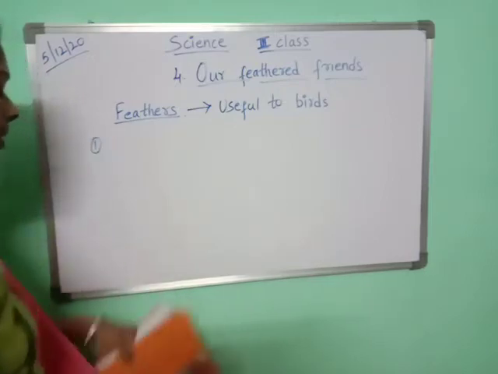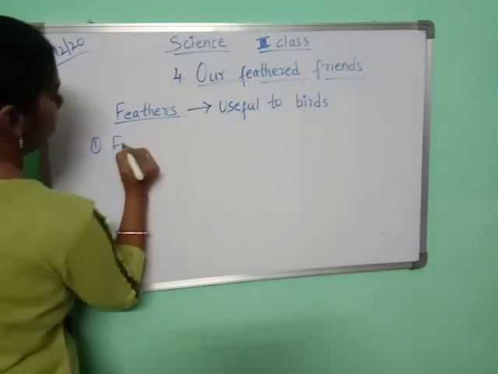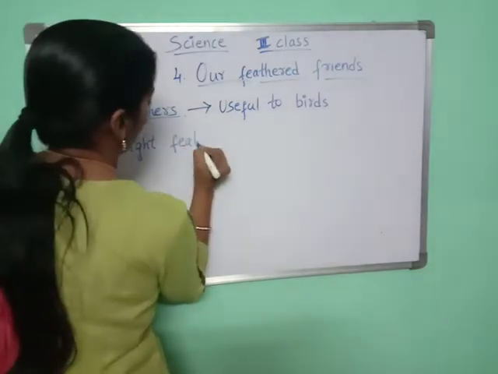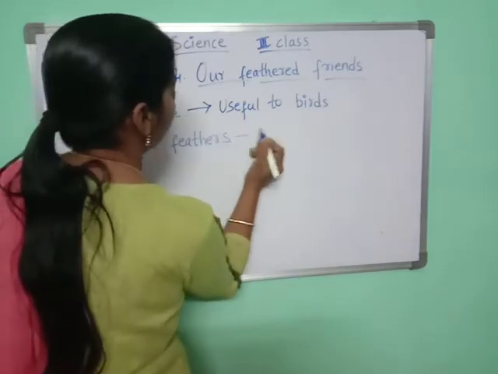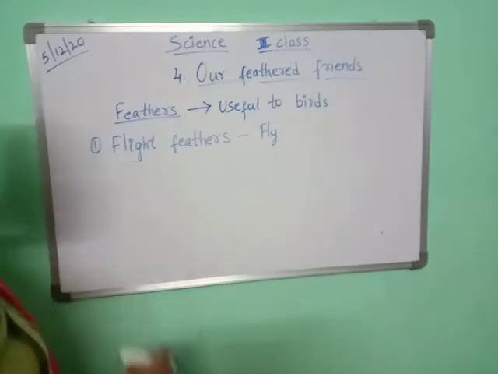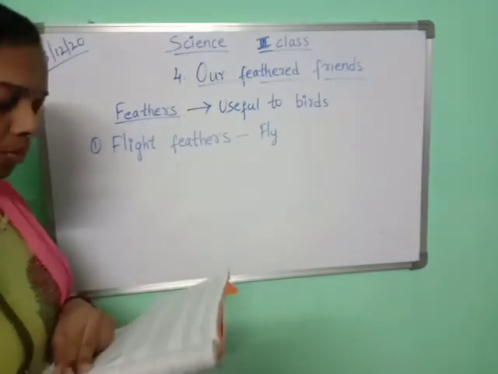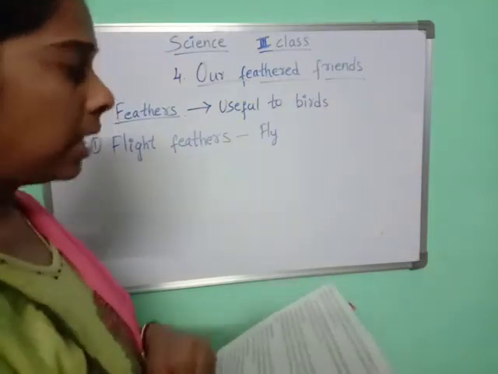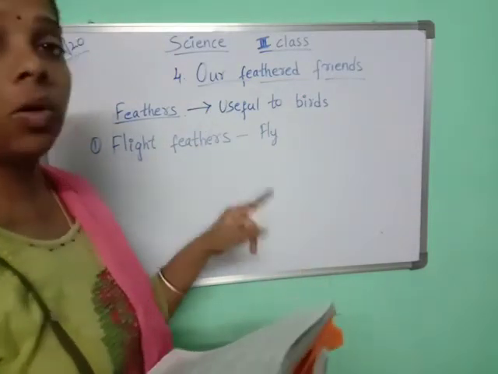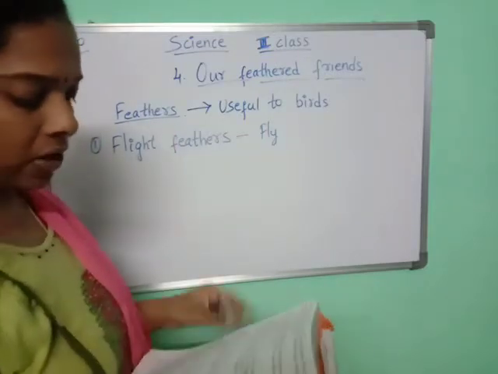First one is flight feathers. These feathers help them to fly. Fly చేయడానికి యూజ్ అయ్యే feathers ని flight feathers అంటారు. Flight feathers are found in 2 places on birds, the wing and the tail. So ఇవి ఎక్కడెక్కడ ఉంటాయి? వింగ్స్ లో అండ్ టైల్ లో ఉంటాయి. టైల్ లో కూడా ఉంటాయి, ఎందుకంటే it gives support to fly.